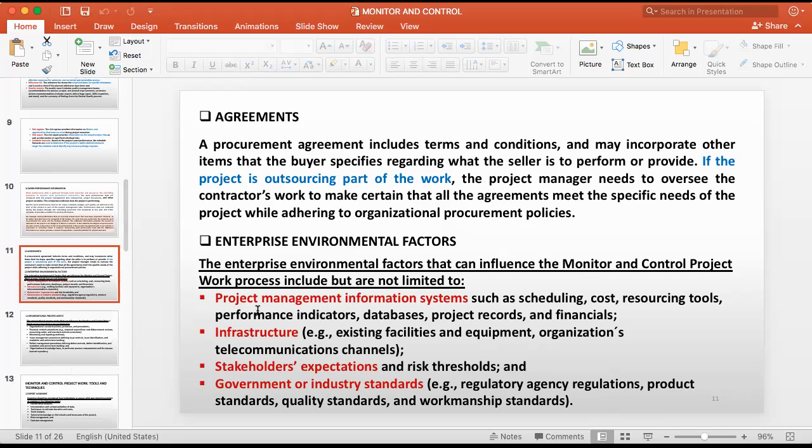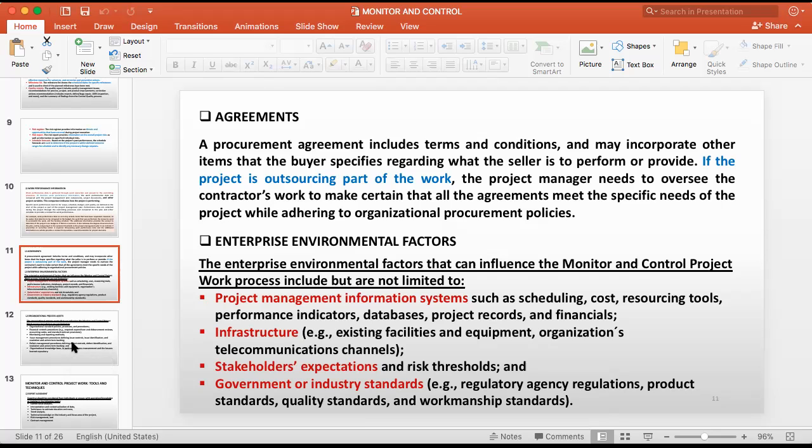So what are the enterprise environmental factors? As usual, you are working in a certain environment, your internal company environment, as well as the external environment. Project management information systems such as scheduling, cost, resourcing tools, performance indicators, database, this is the company environment. Then the infrastructure, what you are going to use: existing facilities, organization telecommunication channel, stakeholder expectation, and risk threshold.